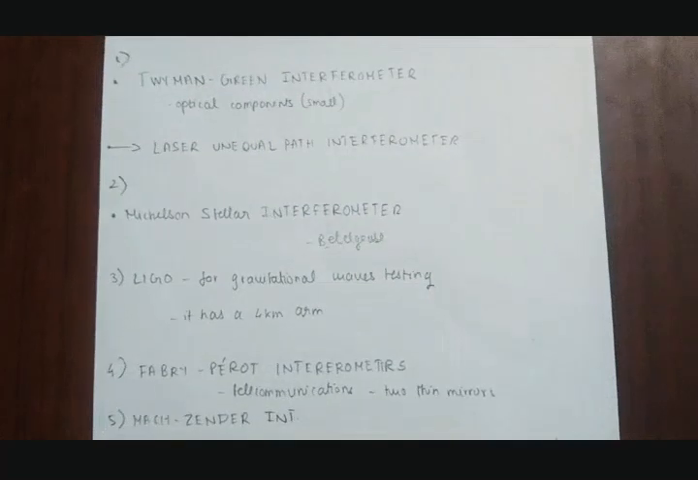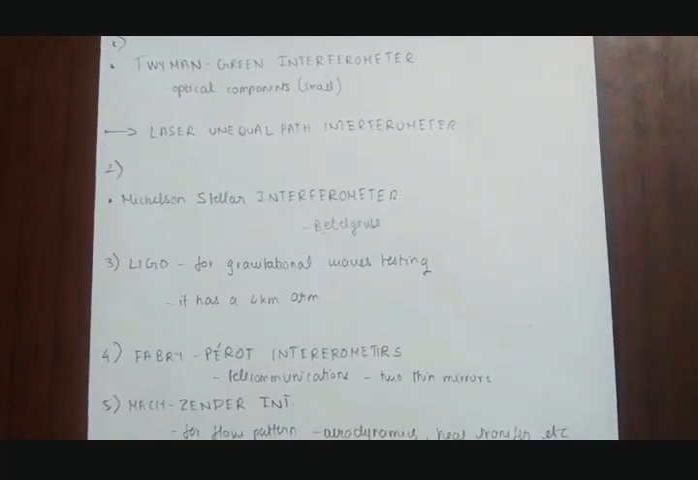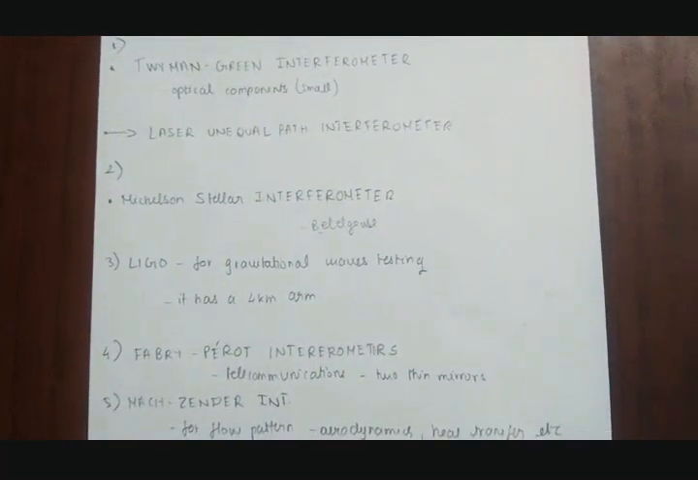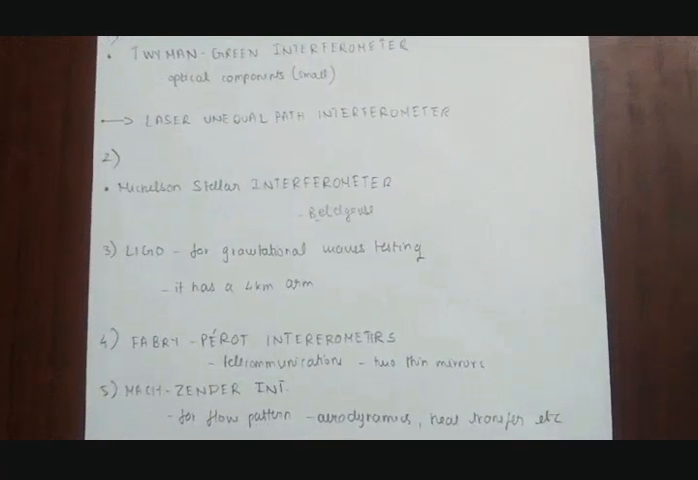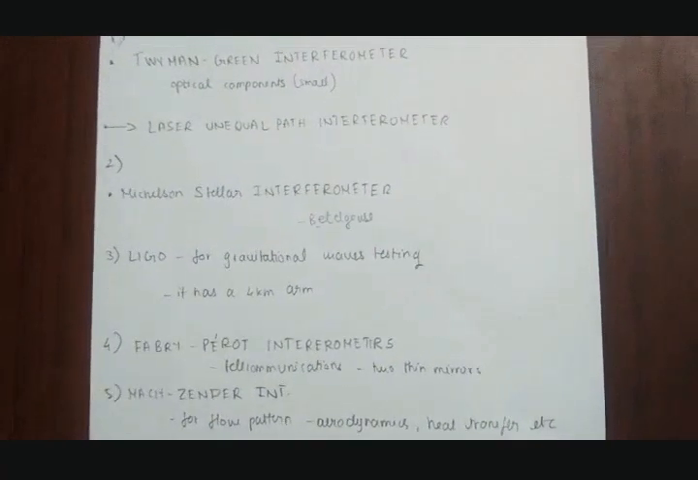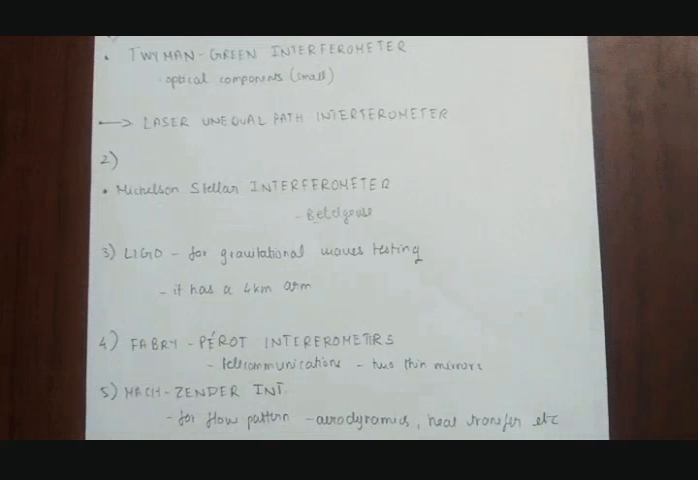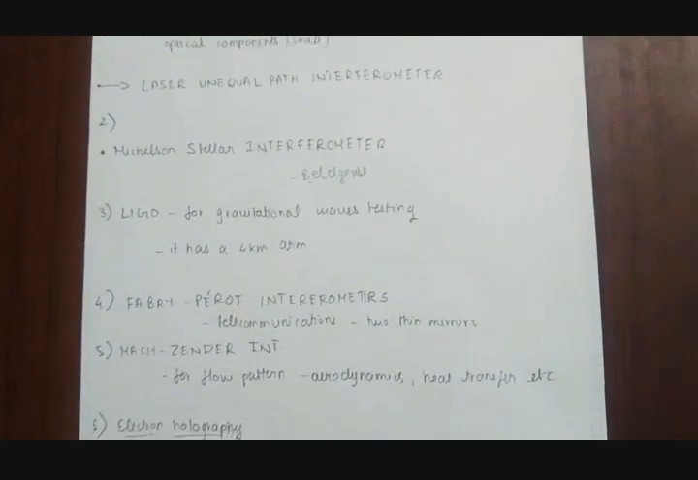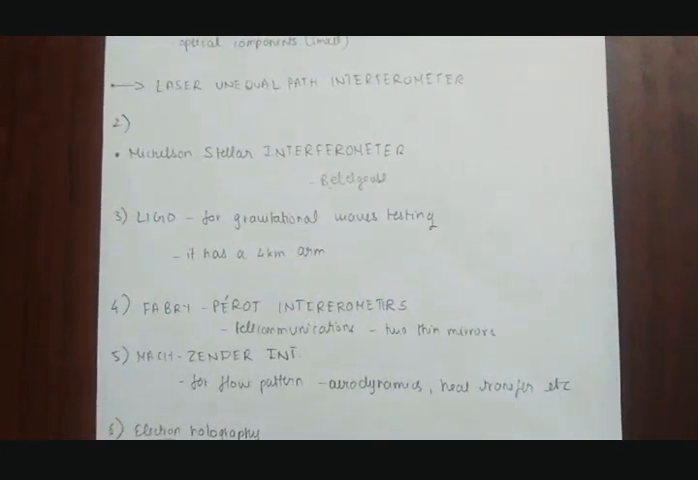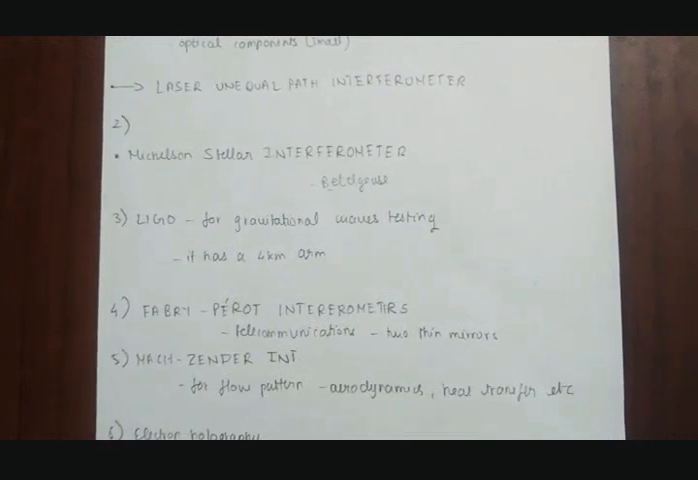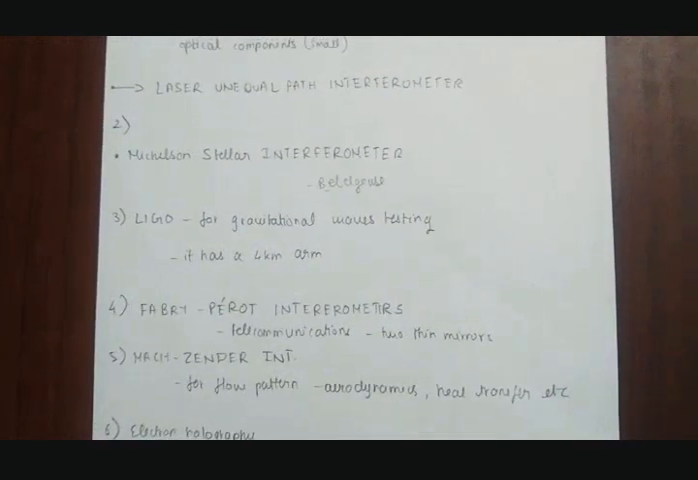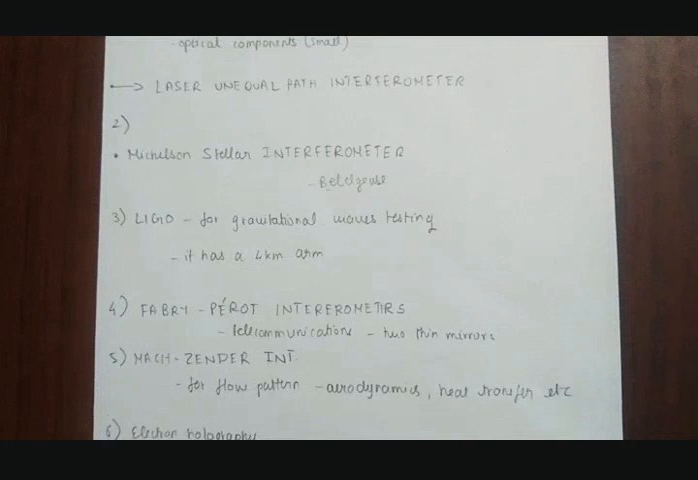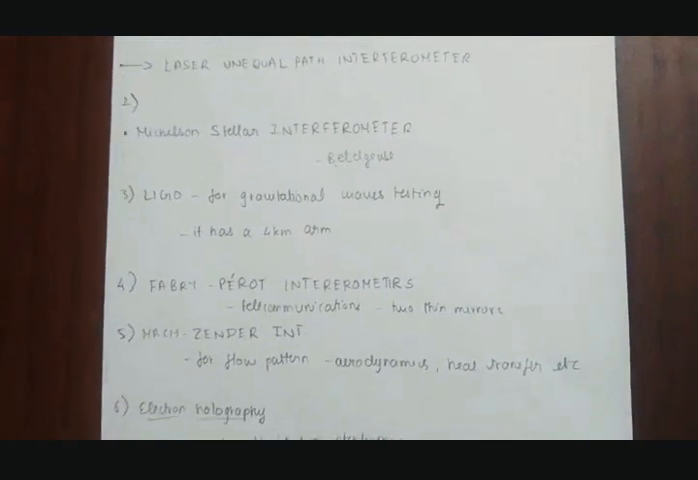So next is the Michelson-Stellar interferometer, which basically checks the diameters of stars. The star Betelgeuse's diameter was checked by Michelson using this device. Next is the LIGO for gravitational wave testing. The full form of LIGO is Laser Interferometric Gravitational Wave Observatory. It has a 4-kilometer arm.